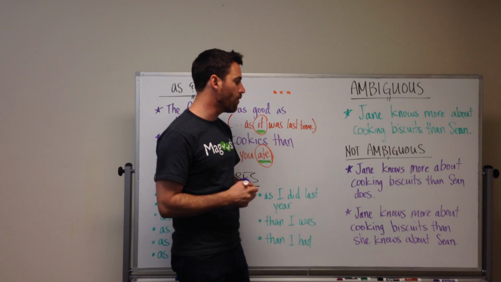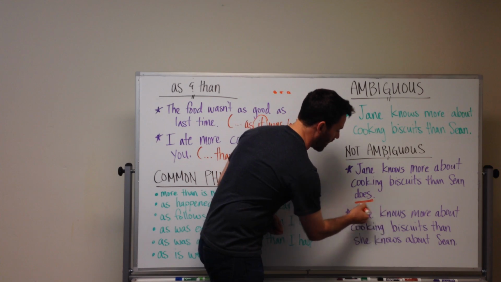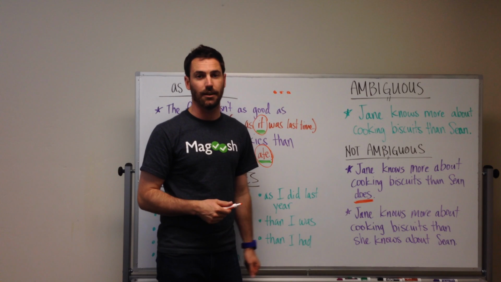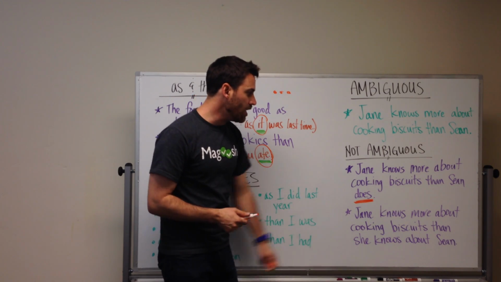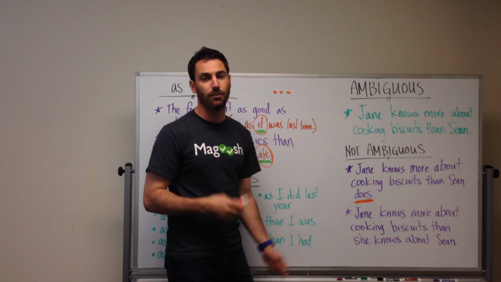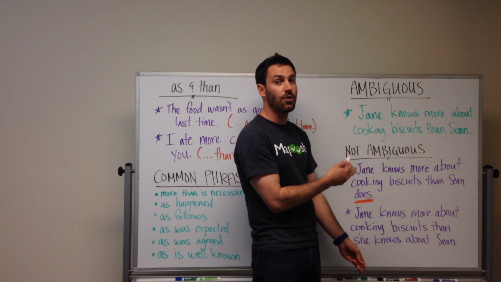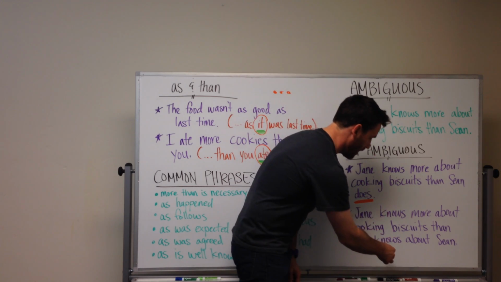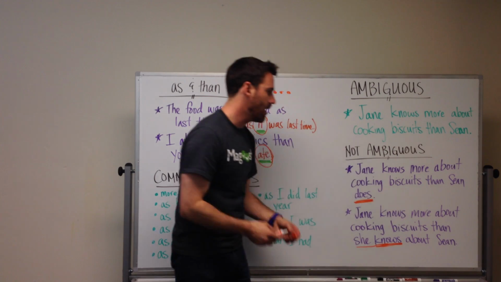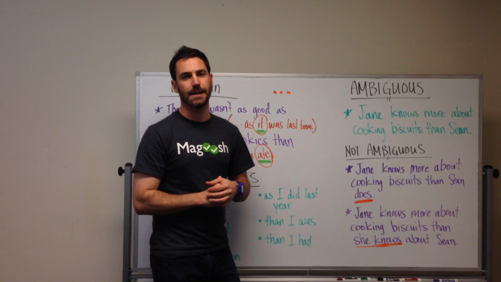Here, "Jane knows more about cooking biscuits than Sean does," so we add the verb here to refer to the cooking. Here, "Jane knows more about cooking biscuits than she knows about Sean." We have to add some more words here to be clear, which isn't normal, but it tends to be the case sometimes. So we add "she knows about Sean" to make it more clear what the intended meaning is.